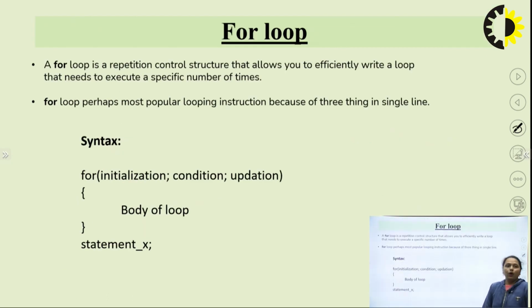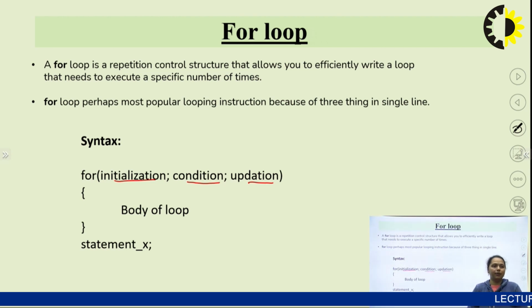Next we have the for loop. A for loop repeats these steps a certain number of times, but the syntax for this is initialization, then condition, then updation. When we are using a while loop or do while loop, these three are written separately.